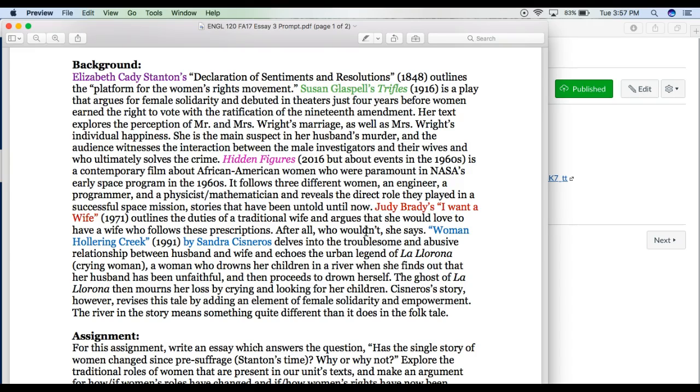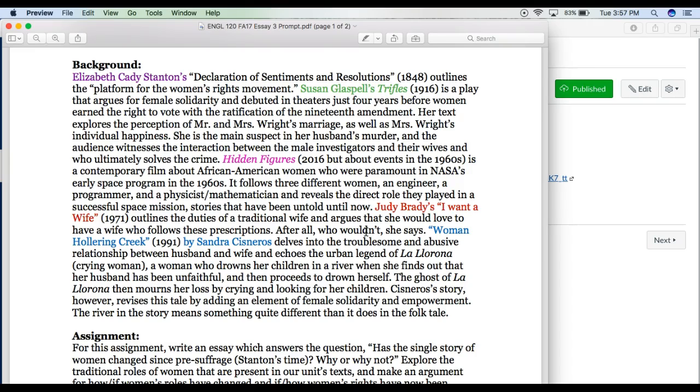Woman Hollering Creek by Sandra Cisneros delves into the troublesome and abusive relationship between husband and wife and echoes the urban legend of La Llorona, or crying woman, a woman who drowns her children in a river when she finds out that her husband has been unfaithful and then proceeds to drown herself.